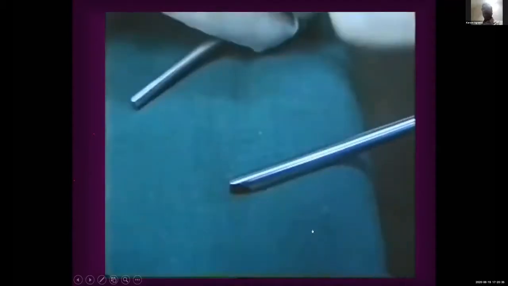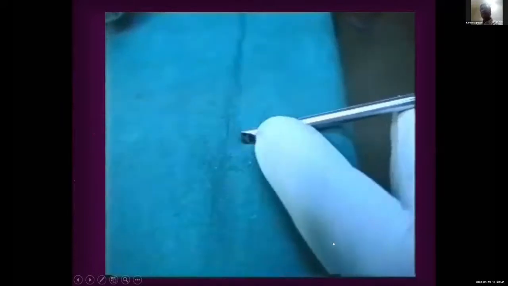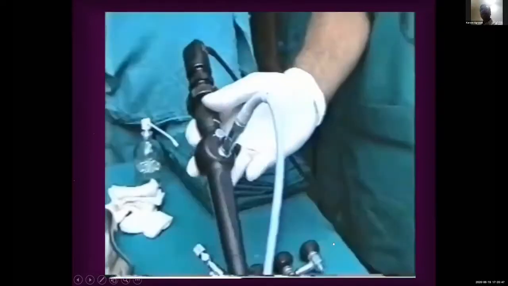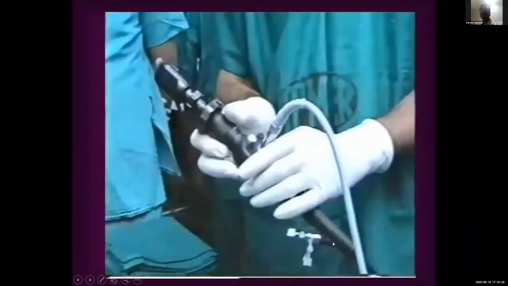See, the tip of the zero degree has got a clear cut edge, whereas 70 degree has got a beveled edge. The bevel edge of 70 degree, and that is the guillotine kind of end-on on the zero.